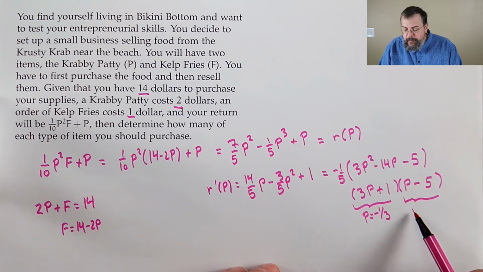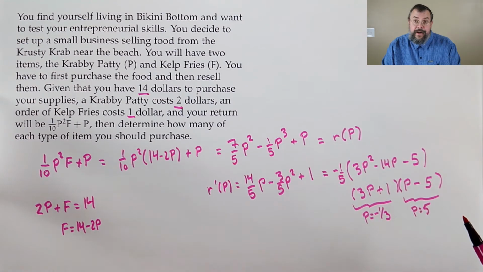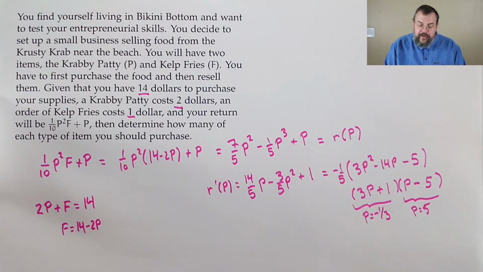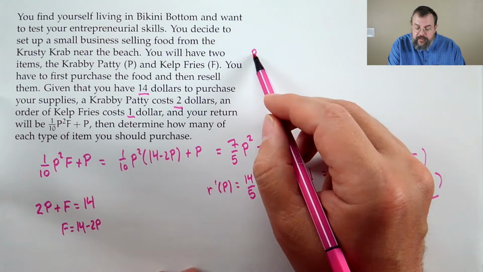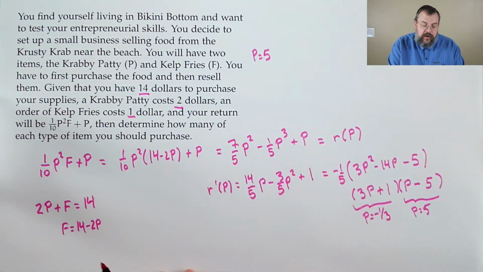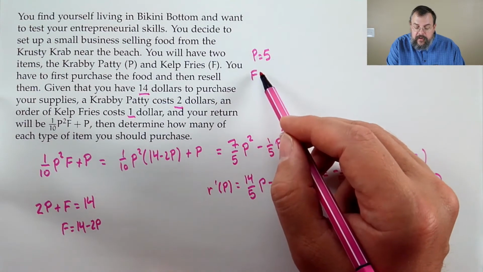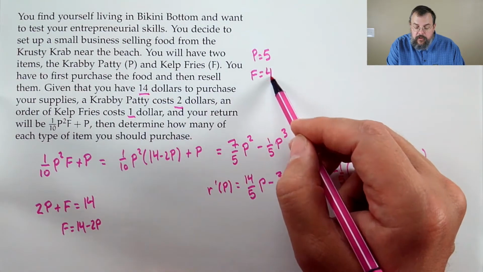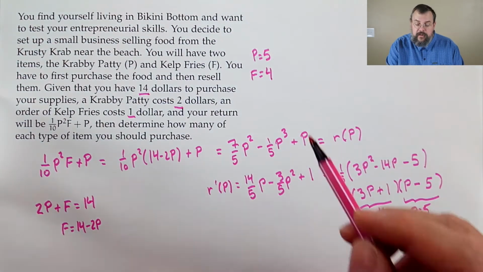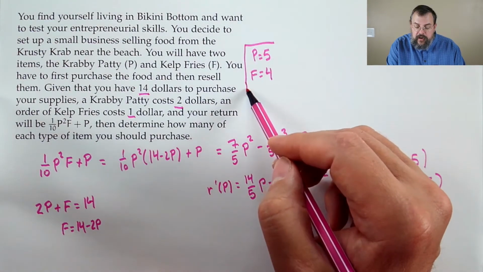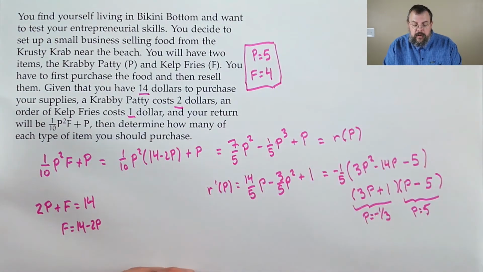So the other case, p equals 5. All right, that we can do. We can buy 5 patties. All right, so we have our candidates. So it looks like p should be 5. And if p is 5, 14 subtract 2 times 5 says that f should be 4, right? 14 subtract 10, 4. All right, and there we go. That's how many of each type we should purchase.